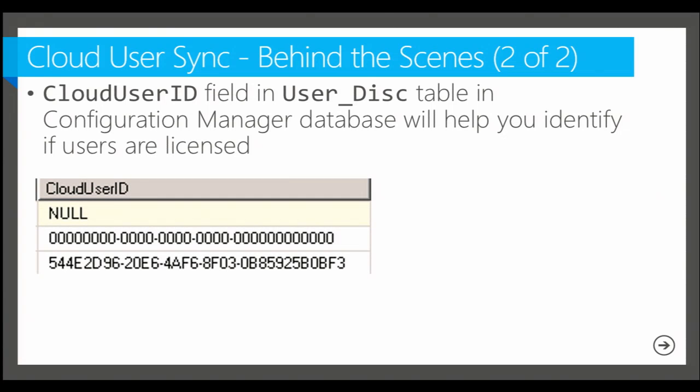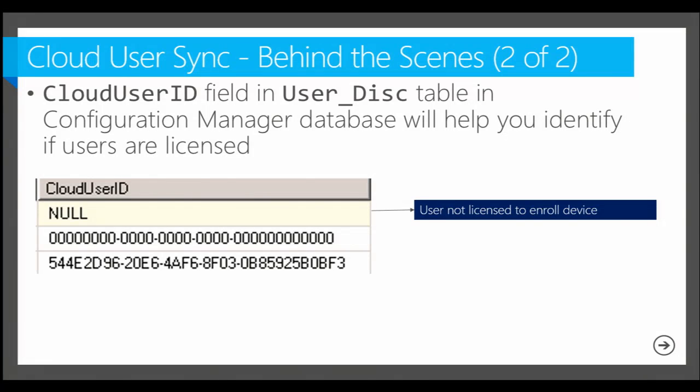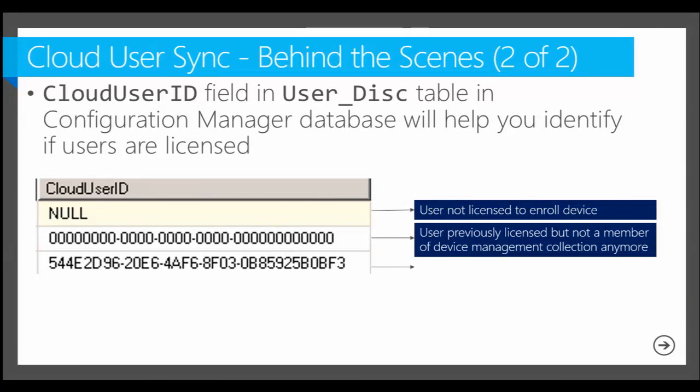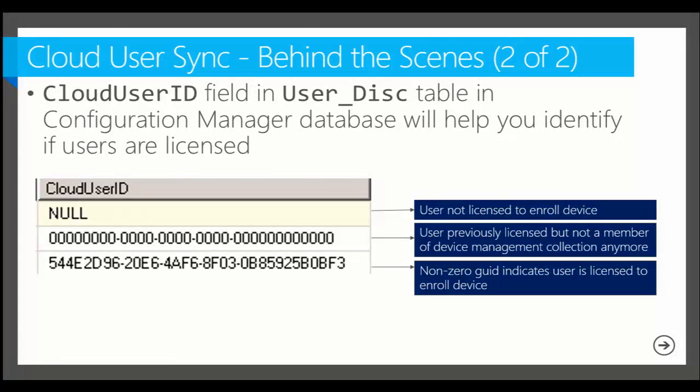So the Cloud User ID field is essentially what you need to track to identify which users are licensed to enroll their devices. The information null essentially signifies that by default this is null for all users till they're a member of that collection. This means that the user is not licensed to enroll their device. The all zeros essentially means that the user was previously licensed but got removed from that collection. And the GUID information, the non-zero GUIDs, indicate that the user is actually licensed to enroll their device.